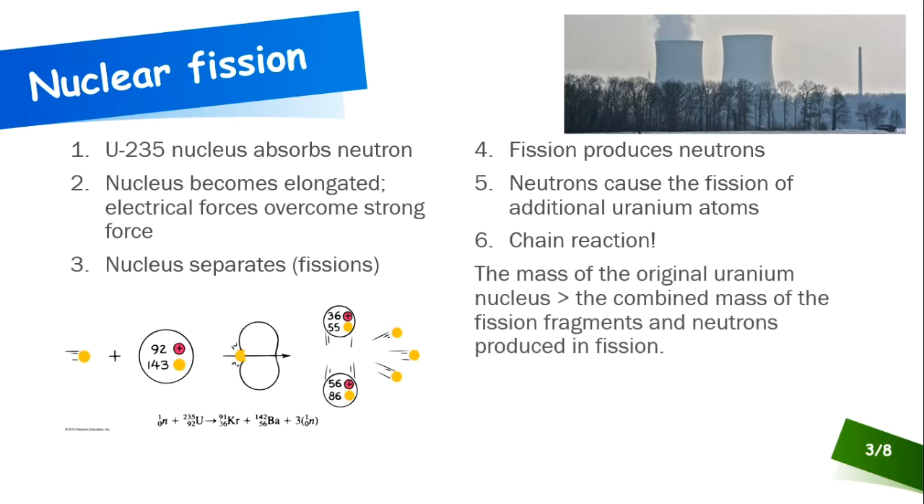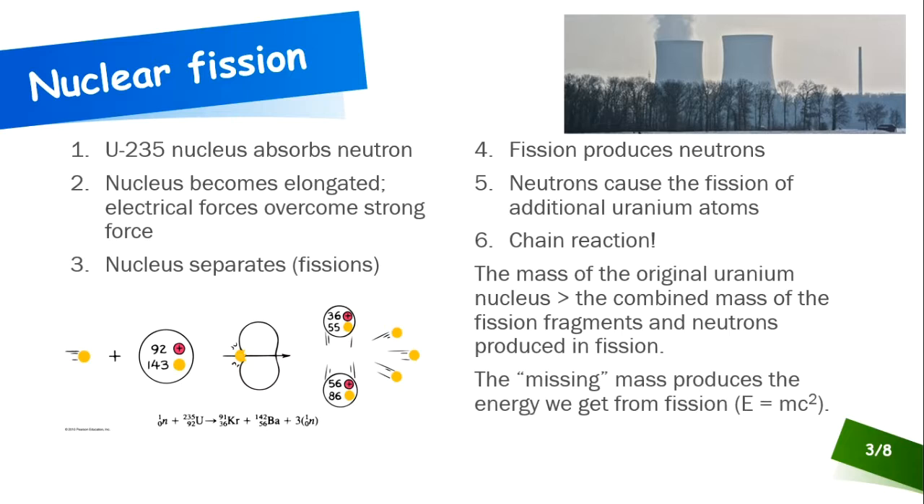Now the mass of the original uranium nucleus is greater than the combined mass of the krypton and the barium and the neutrons that come off. Mass has to be conserved just like energy. So where did that difference in mass go? Where does that missing mass go? Well, it goes into the energy that you get out of the nuclear reaction. And the energy that you get is equal to mc squared. So that missing mass times the speed of light squared gives you the amount of energy that you get from the reaction. And this is the way nuclear fission works.